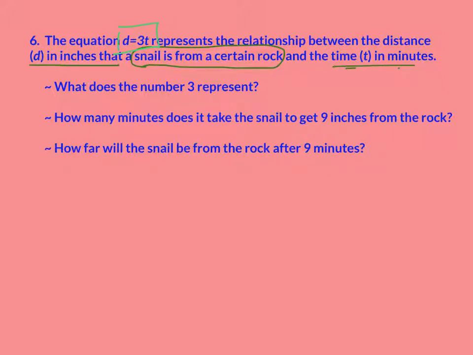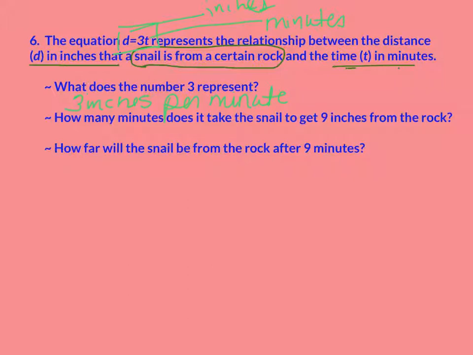Well, it tells us that the d is the distance in inches, and it then tells us that the t is the time in minutes. So I'm multiplying 3 times t. Well, what logically would I multiply times the number of minutes? I wouldn't multiply a number of minutes times the number of minutes. That makes no sense at all. So therefore the 3 represents the distance, or in this case inches. It's 3 inches that the snail travels per minute.